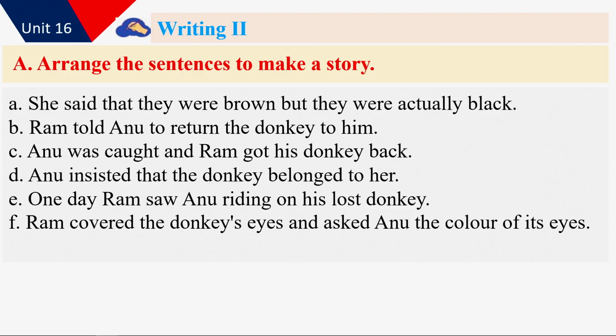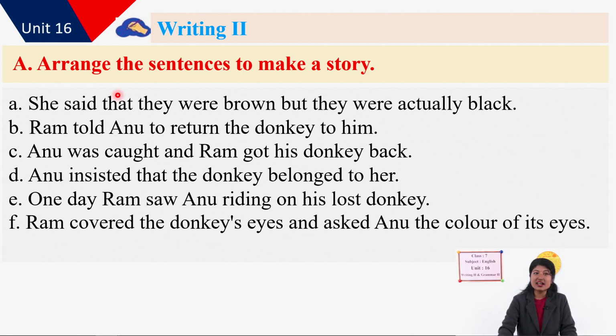Writing too, Activity A. Okay, what's there in activity A? Look here. Number A, arrange the sentences to make a story. We have A to F sentences, and these sentences are in the wrong order. We have to keep them in the right order, and it forms a story. Look here, number A: she said that they were brown, but they were actually black. Could it be the first sentence?